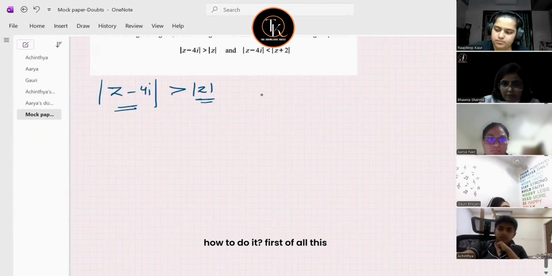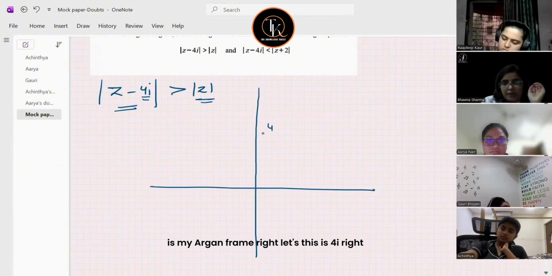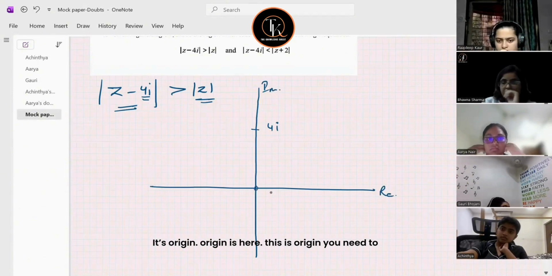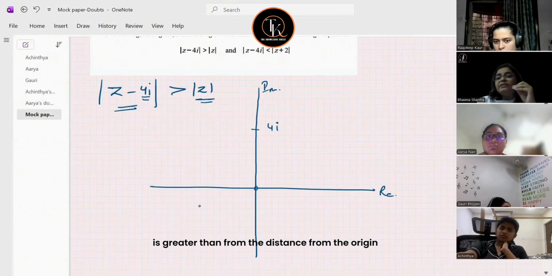First of all, this is my Argand plane, right? Let's say this is 4i, because this is imaginary and this is real. This is the origin. We need to find out a point whose distance from 4i is greater than the distance from the origin, isn't it?